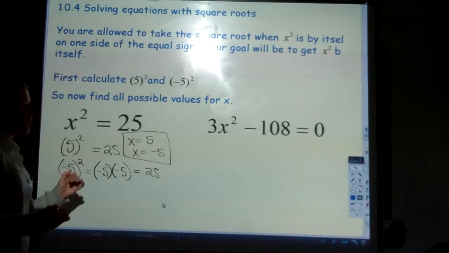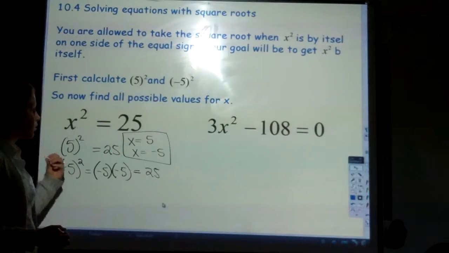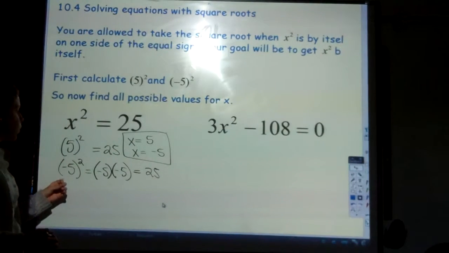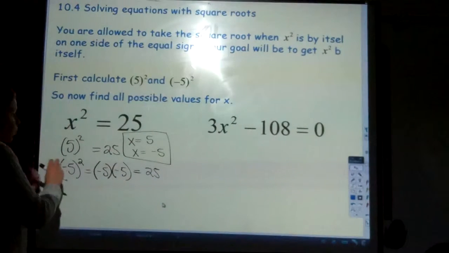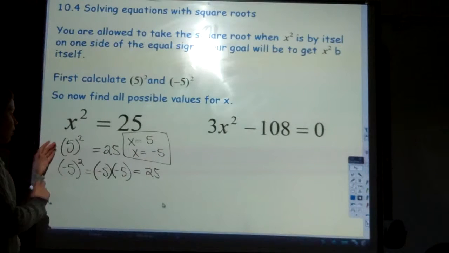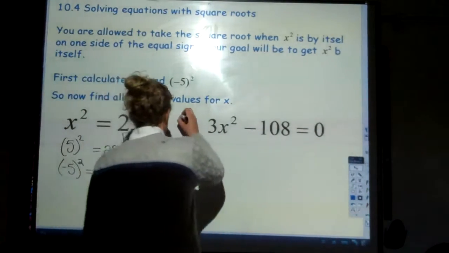And when we solve these equations, you're going to need to account for both possible values of x, because when you take the square root, you have to understand that the original number was squared, so the original number could have been 5 or negative 5. Now let's go on to this example.